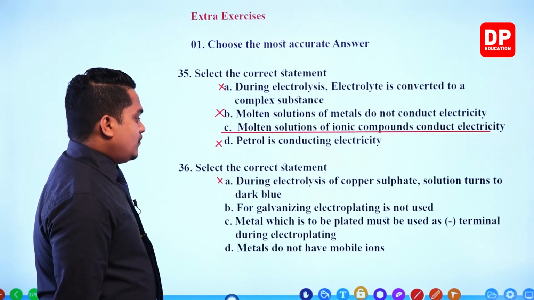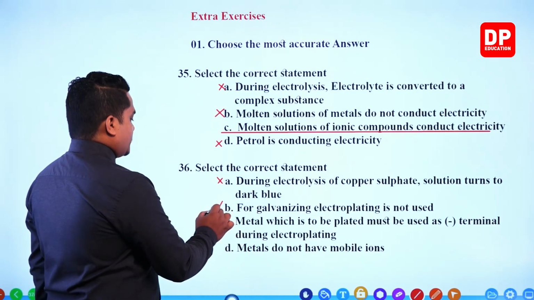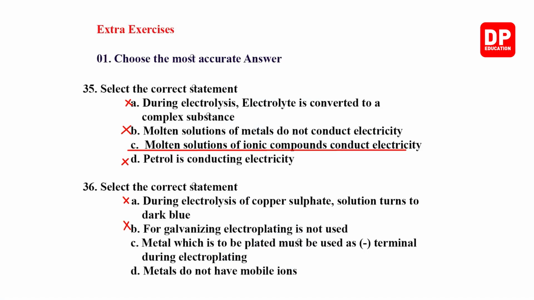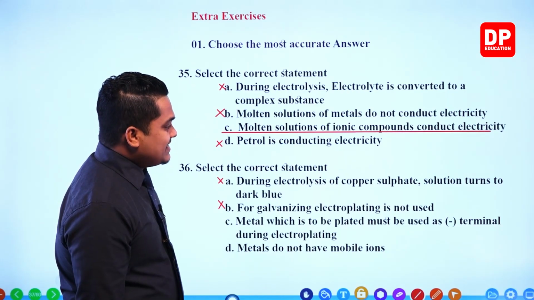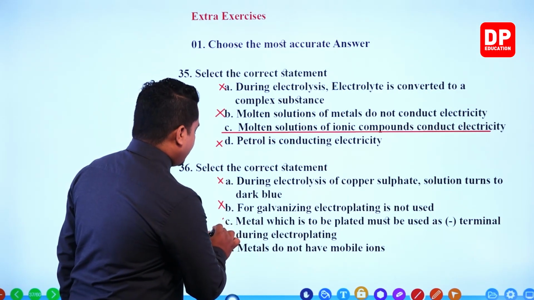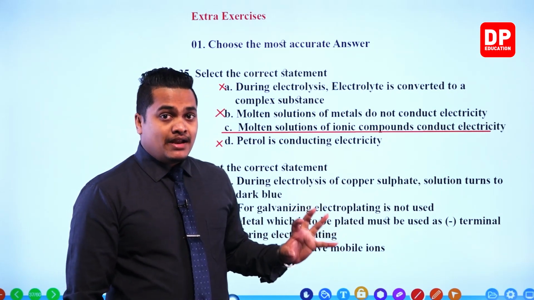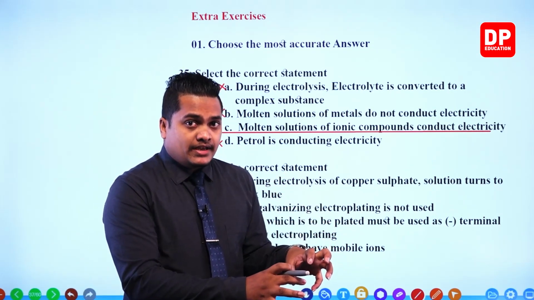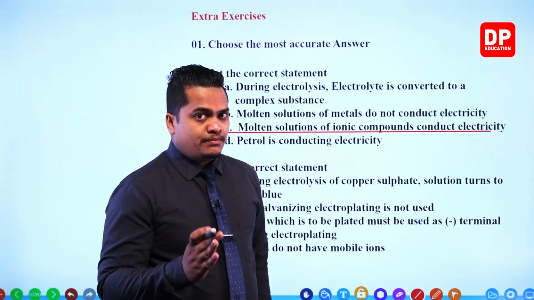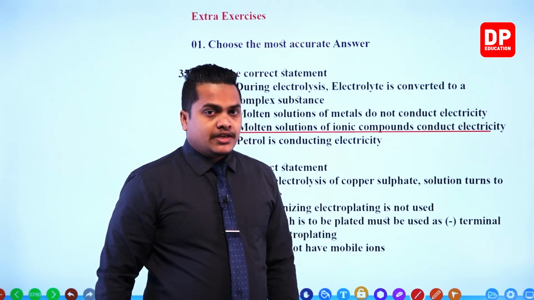Next one, for galvanizing, electroplating is not used. Once again incorrect. For the process of galvanizing, we use electroplating. Metal which is to be plated must be used as the negative terminal during electroplating. That is also incorrect. Why? The metal which we need to plate onto a different object should be used as the positive terminal, and the negative terminal should be the object. So it is incorrect.